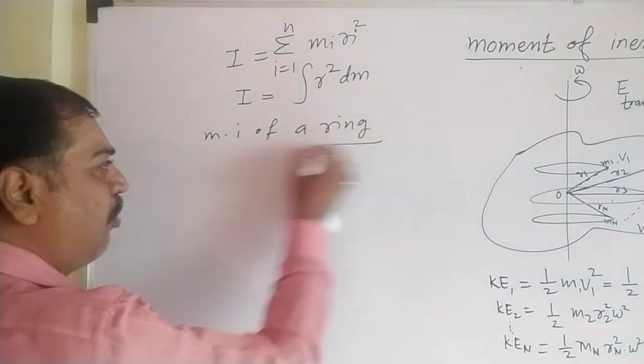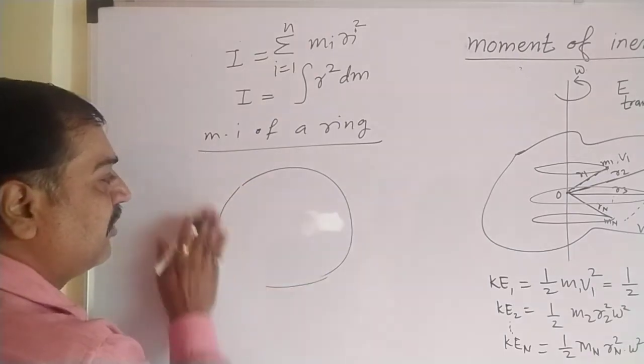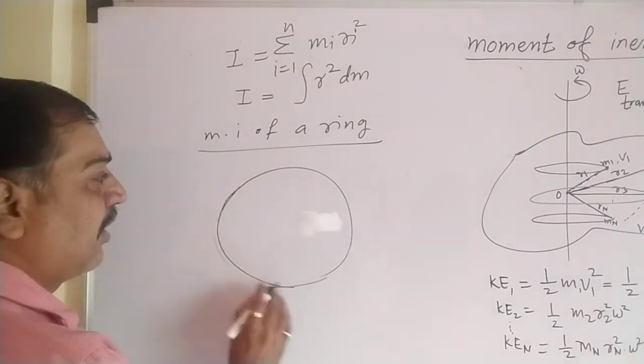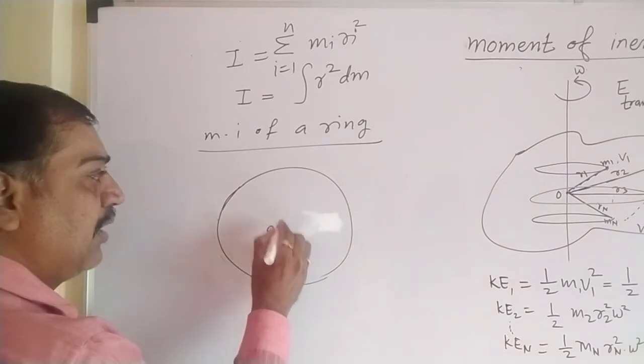Now what does this ring mean? It consists of a circular shape. Suppose it is a circular ring, and this is the center of it. Suppose the center is O, and this is the ring.